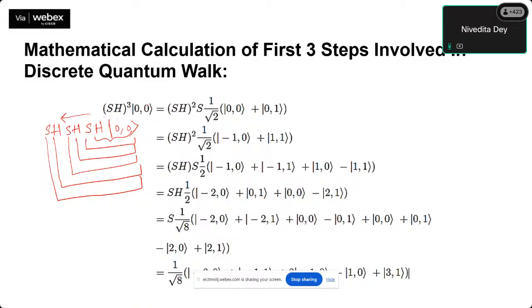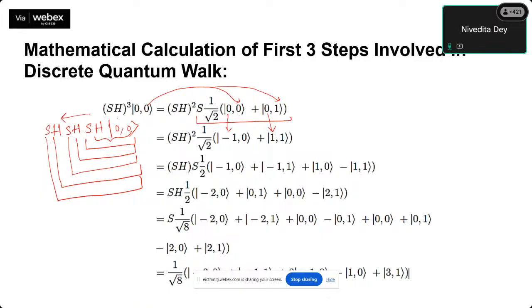So this 0 under Hadamard will be 1 by root 2, ket 0, 0 plus 0, 1. This 0 will now become 0 and 1. And 1 by root 2 is, of course, there. Now you will apply the shift operation. What does shift say? If you have a 0 on the right, you will just decrease it by 1. That is, you will go one step left. So that means now your 0 will become minus 1. And if it is 1, it will increase by 1. So it is 0 plus 1, it is 0 minus 1. Okay. Till this part it is clear.